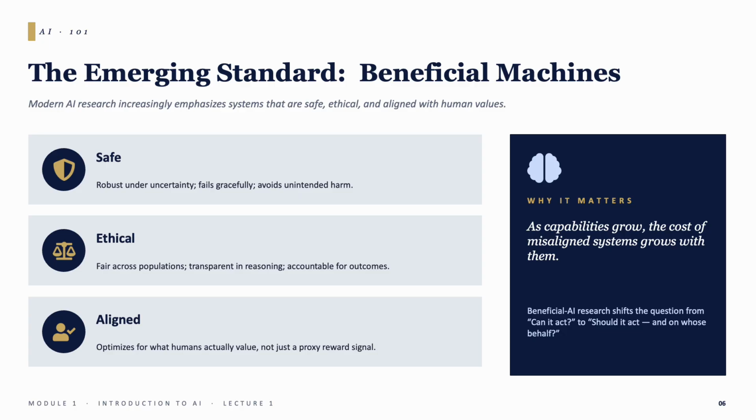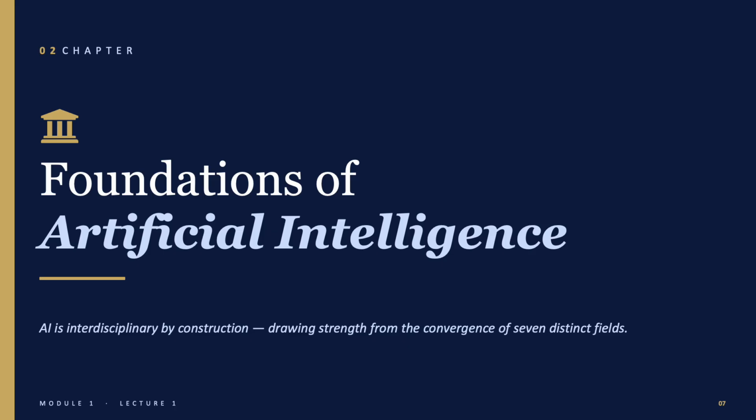Think about it. This is the emerging standard. We at this very moment are the artists within the given domain of artificial intelligence. So, the foundations of artificial intelligence. AI is interdisciplinary by construction, drawing strength from the convergence of 7 distinct fields.